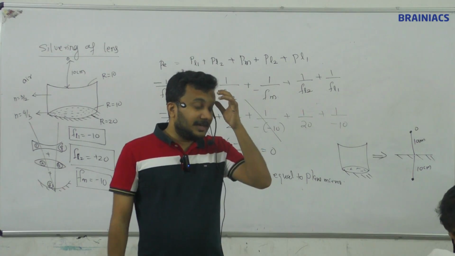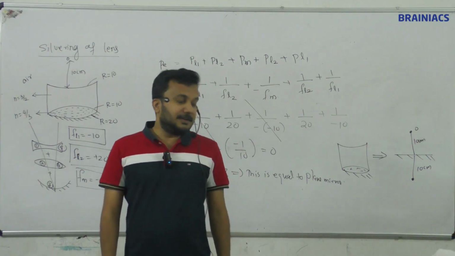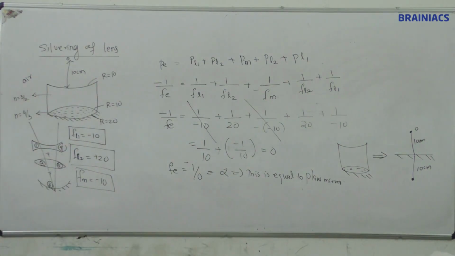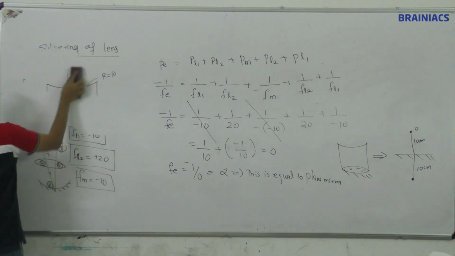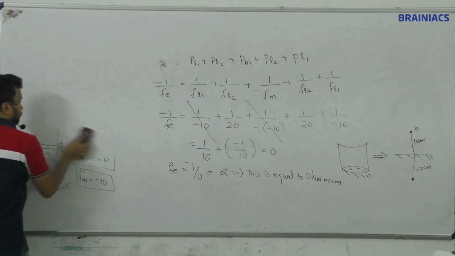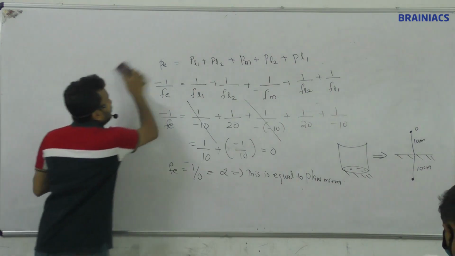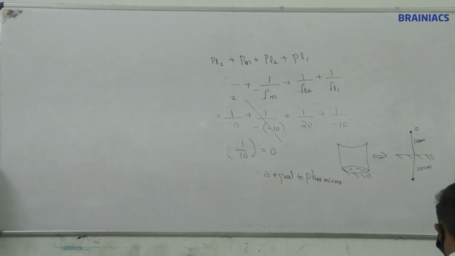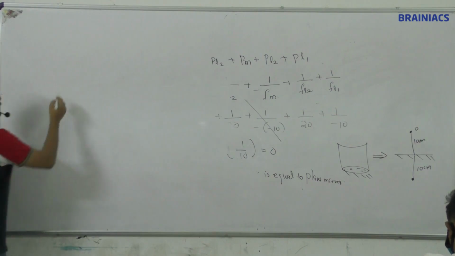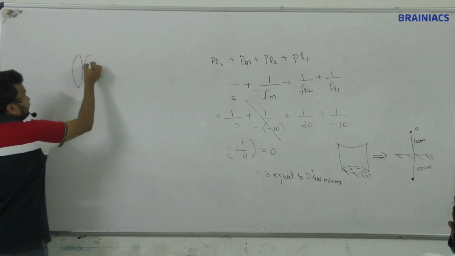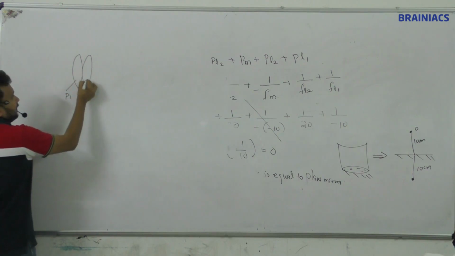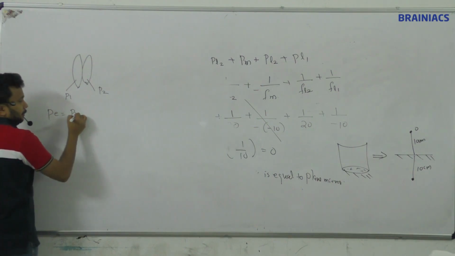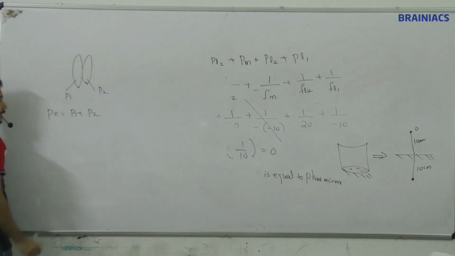One additional piece of information: just write the heading, effective power of a lens. I missed telling you this. We learned about the effective power of a lens, correct? If 2 lenses are in touch, the power of the first lens is P1 and the power of the second lens is P2, then the total power is P1 plus P2.